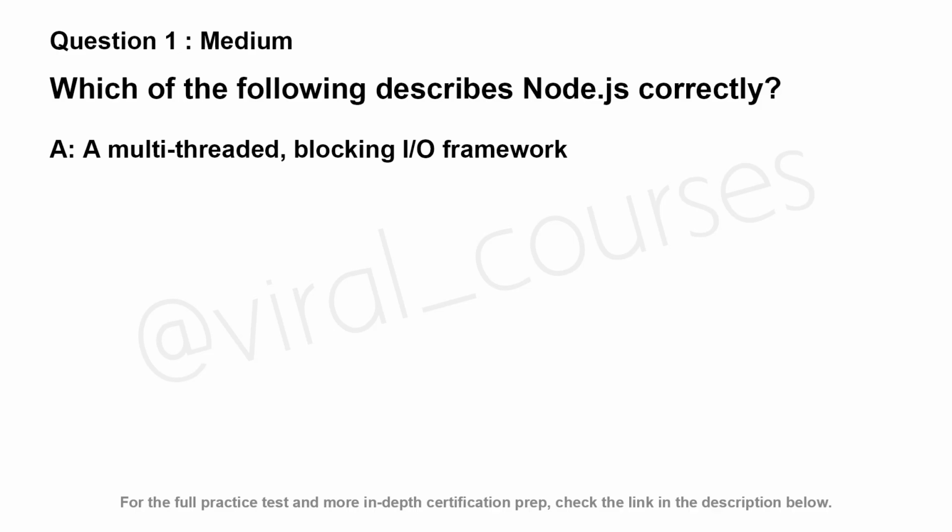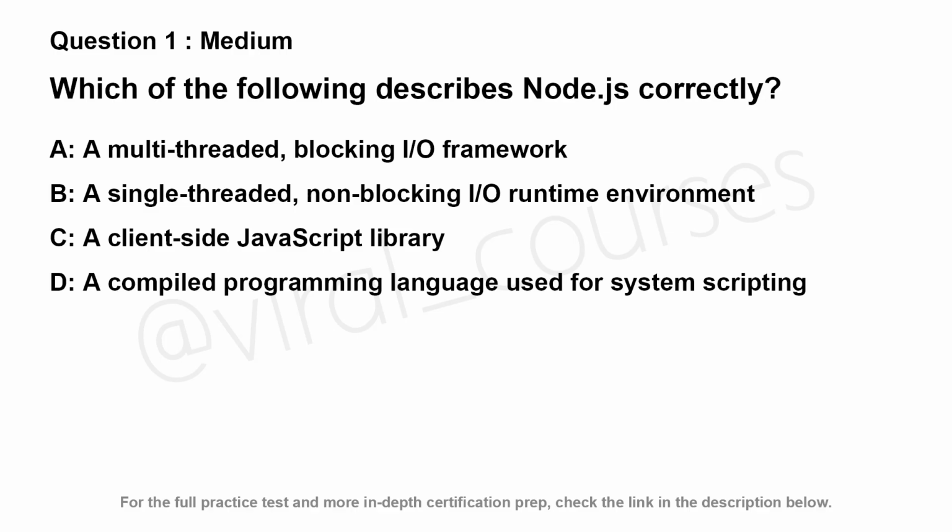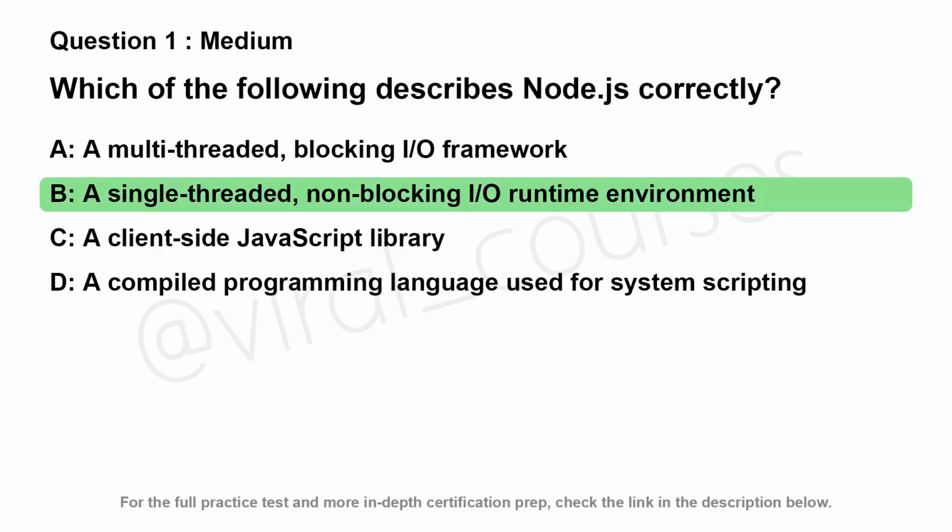Option A. A multi-threaded, blocking I/O framework. Option B. A single-threaded, non-blocking I/O runtime environment. Option C. A client-side JavaScript library. Option D. A compiled programming language used for system scripting. The correct answer is B.